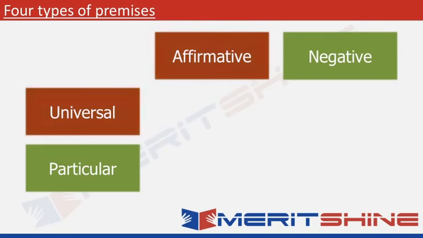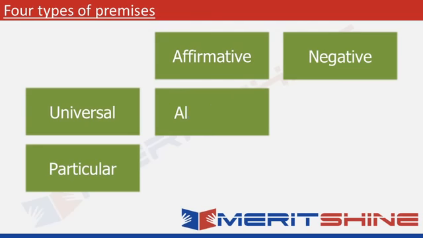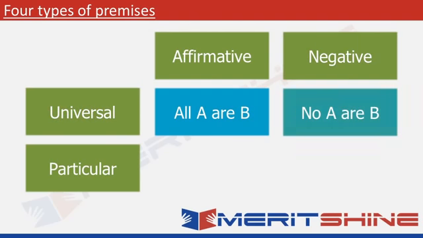Let's look at universal affirmative. A statement like all A are B. It's universal because it talks about all and it's affirmative because it's a positive statement. Likewise, the universal negative would be no A are B. It means that A and B are disjoint sets.